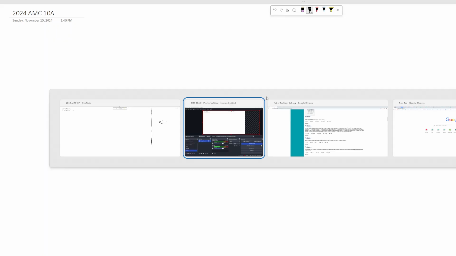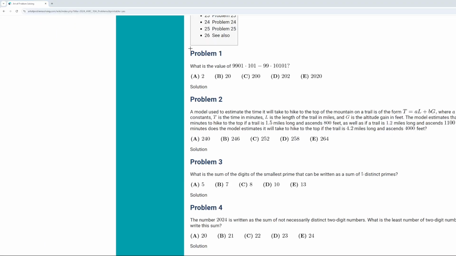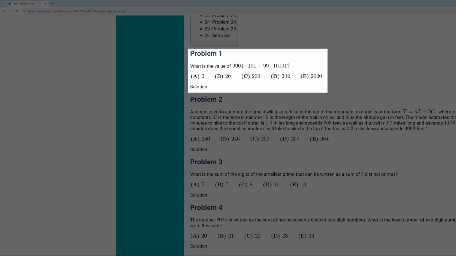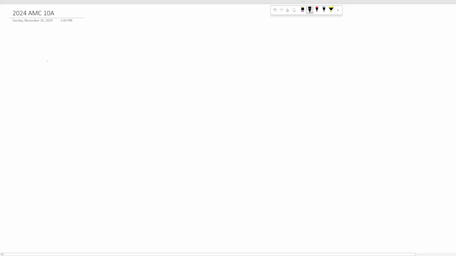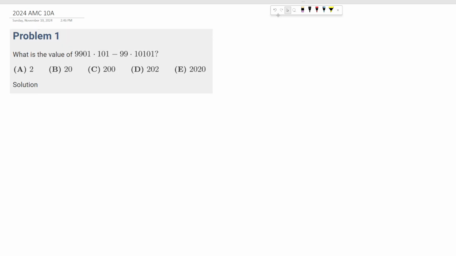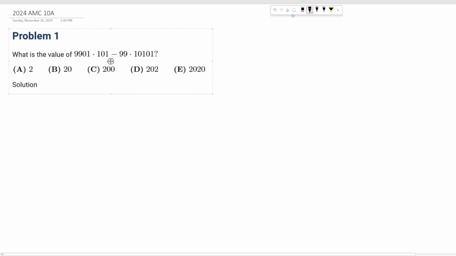Okay, here we go. Problem 1. Let me get this over. Problem 1. It's asking us to find the value of this multiplication minus this multiplication. This one's pretty straightforward. We can literally just multiply it out.